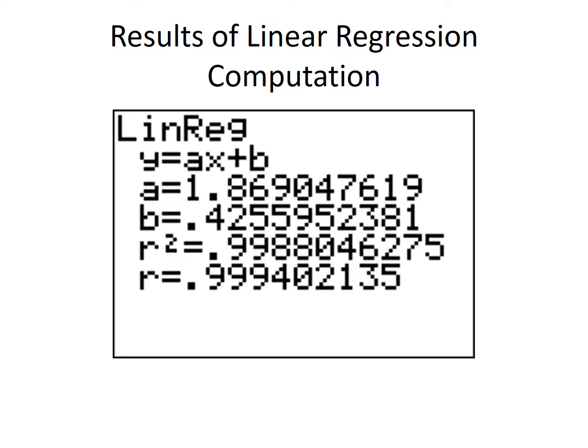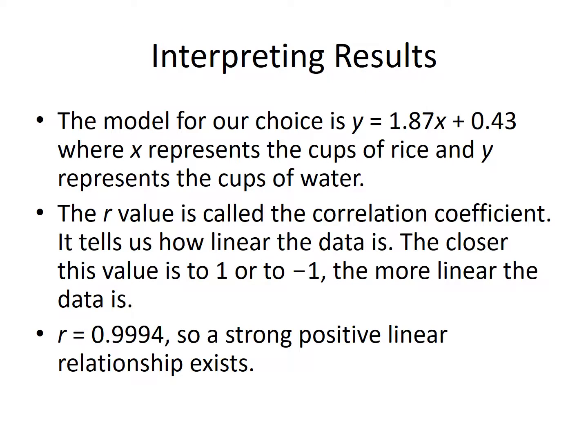These are the results of linear regression as done on the calculator. So here we have our slope at 1.869 approximately, our y-intercept at 0.4255 approximately, and our coefficient of determination, r squared, at 0.9988, and our Pearson correlation coefficient at 0.9994. Our model of choice is y equals 1.87x plus 0.43, where x represents the cups of rice and y represents the cups of water.